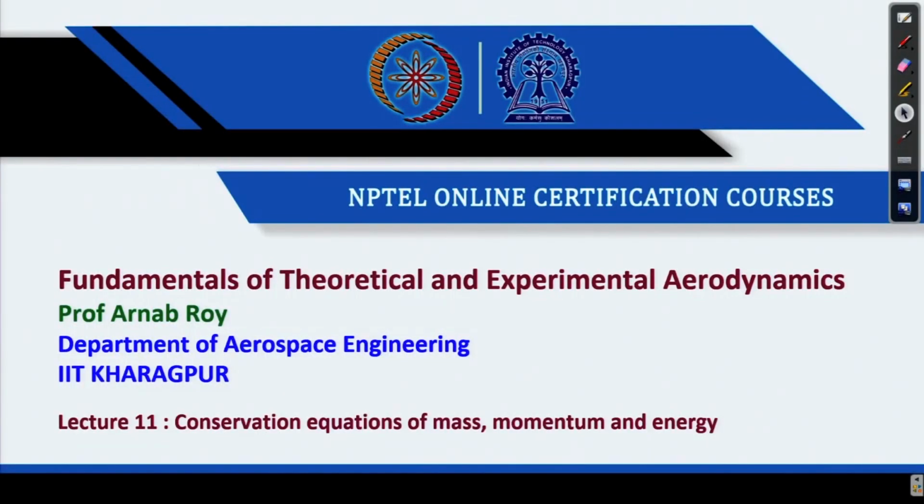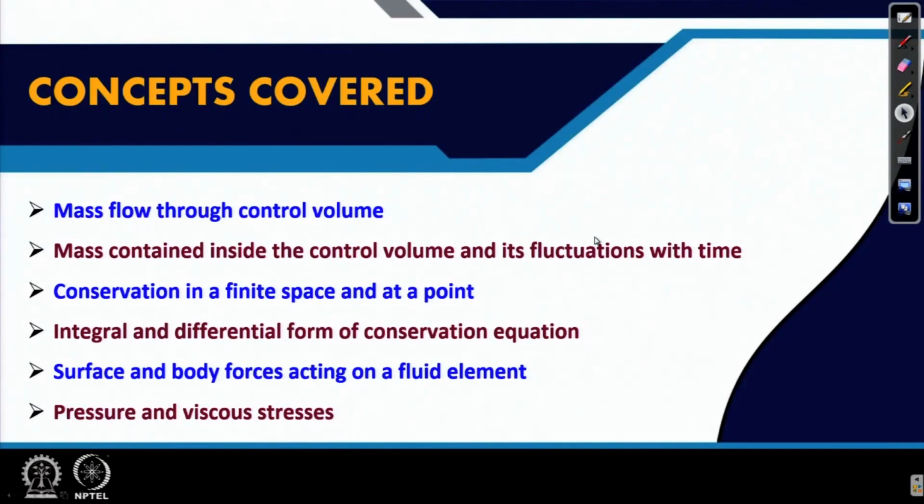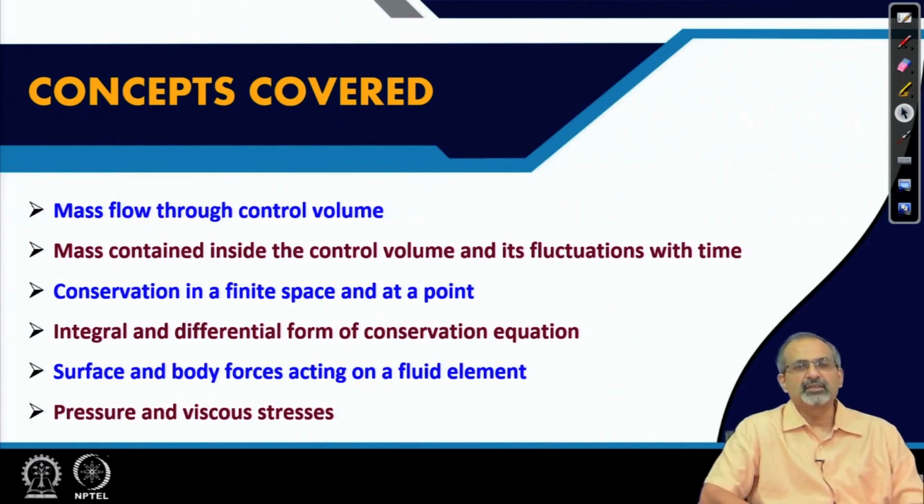In this lecture, we will continue our discussion on the conservation equations of mass, momentum and energy. Let us look at the concepts which we will cover. We will look at mass flow through a control volume, and as we do that, we will look at the mass contained inside the control volume and its fluctuations with time, conservation in a finite space and at a point, integral and differential forms of the conservation equations, surface and body forces acting on a fluid element, and the pressure and viscous stresses.